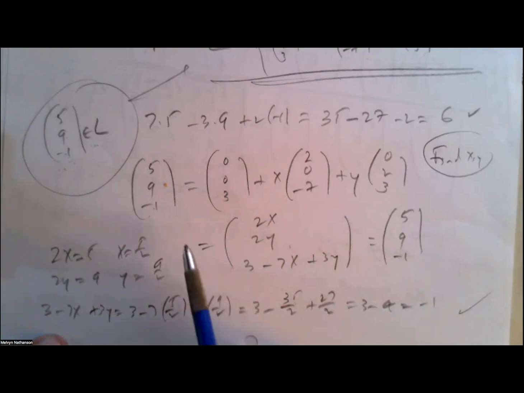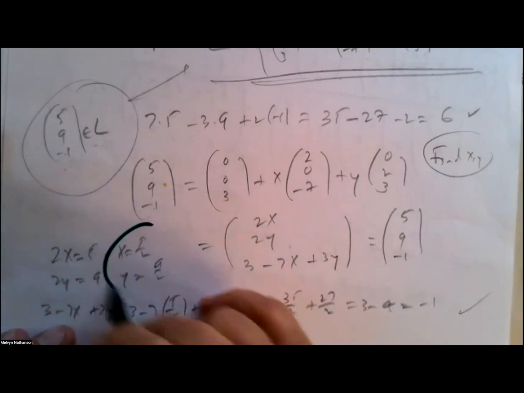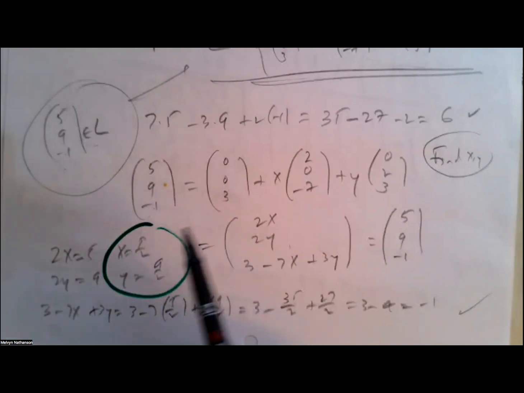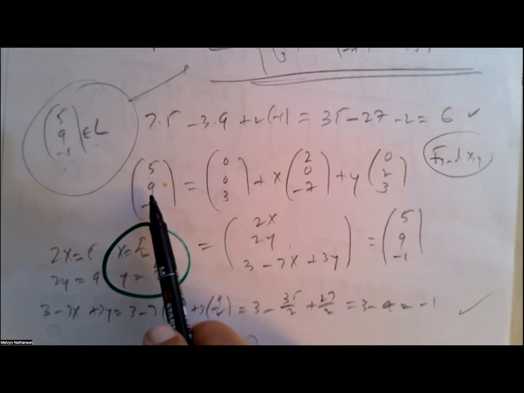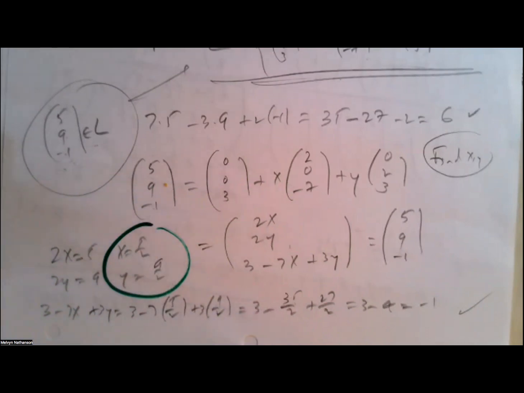I'm done. So I have a question. So x equals 5 halves and y equals 9 halves are the scalars that give us a representation of the vector (5, 9, -1). Yeah, go ahead.